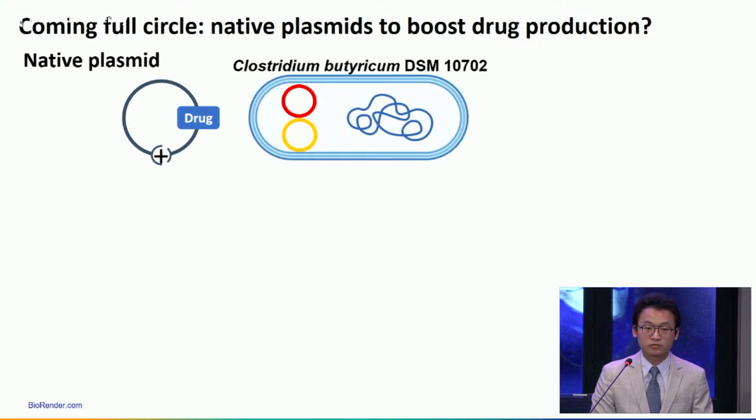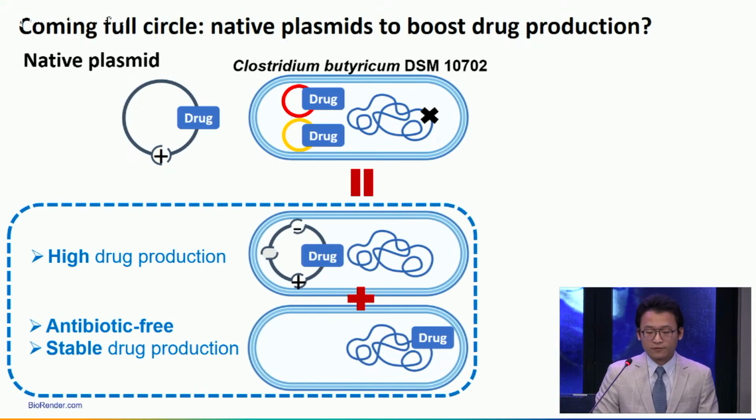DSM 10702, used in this thesis has 2 native plasmids, in which their replicons have been widely used for Clostridium research. Instead of integrating drug production into chromosome, we successfully integrated drug production into these native plasmids. Then we confirmed that using native plasmid can combine advantages with high drug production of recombinant plasmid and stable drug production free from antibiotics of chromosome integrating.